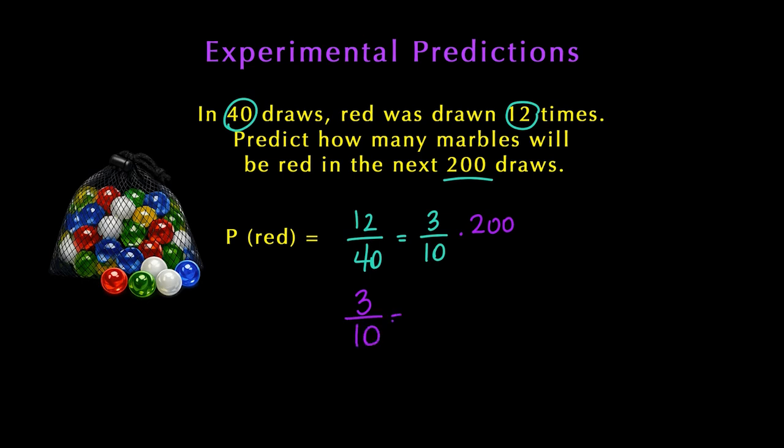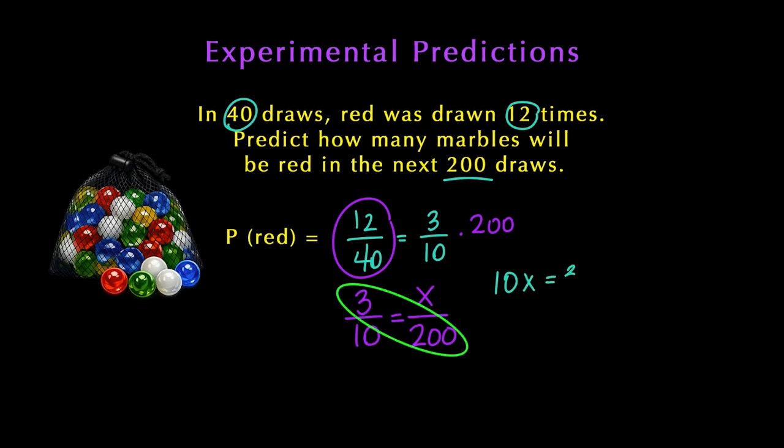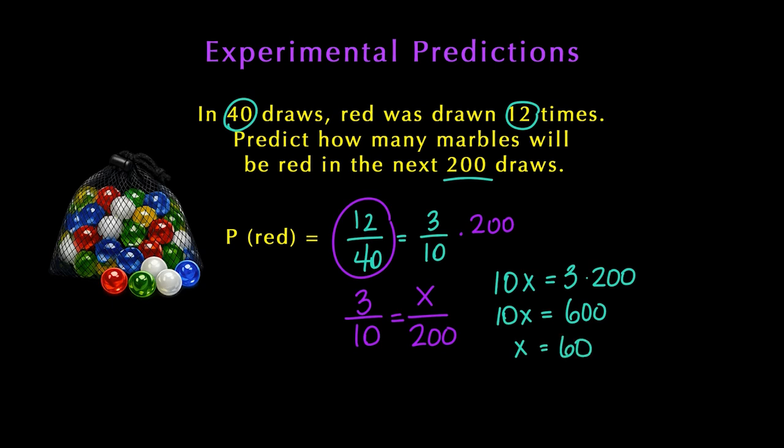I could make a proportion. I could say 3/10 is equal to the number of red out of 200. Based on this experiment, I'm going to increase everything. So I set 10 times x equals 3 times 200. I know that 10x equals 600. So x, when I divide by 10, equals 60. That means out of 200 draws, I should draw a red 60 times.